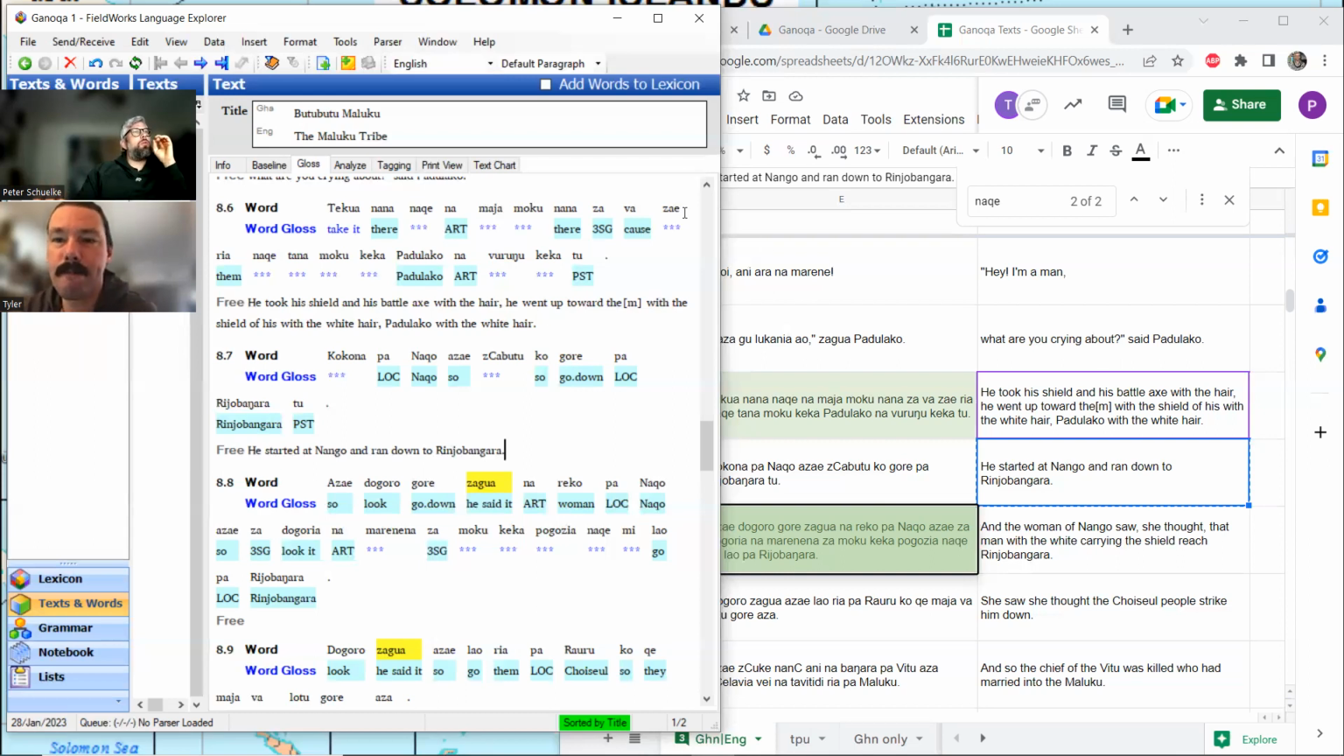Yeah, you get Moku twice there. He took his shield and battle axe with the hair, and then with the shield with the white hair, and you get white twice. You get hair technically 3 times in the translation. But it would be possible that Keka is just white. Moku is hair. And so in the first one, they don't say white hair. They just say the shield with the hair. And then shield with the white hair. Shield of his with the white hair. No, so Tana is his. Nange Tana. Shield his.